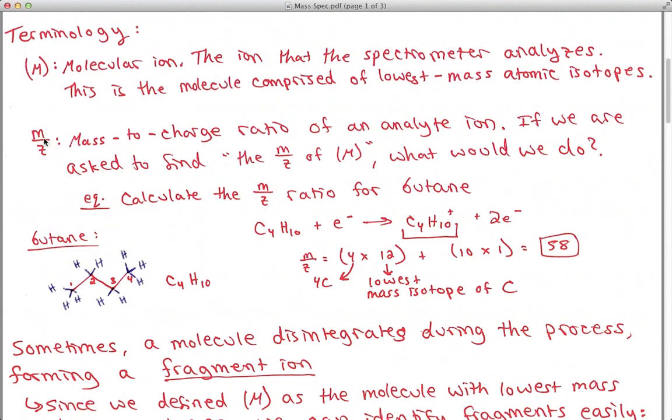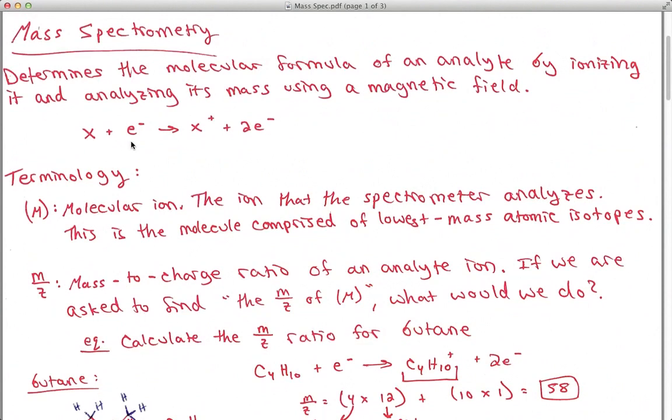M/Z, the mass to charge ratio, is self-explanatory. It gives us the ratio of the mass to the charge of a particular analyte. The charge in the denominator of this equation, for our purposes, is generally going to be 1, which you can see through the equation we have up here. X has become the ion X plus, which has a charge of 1.